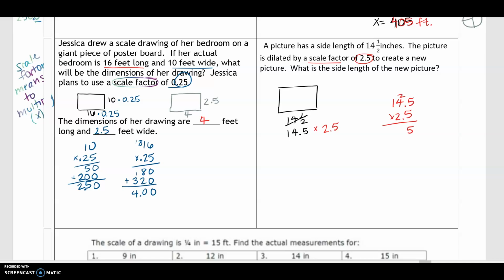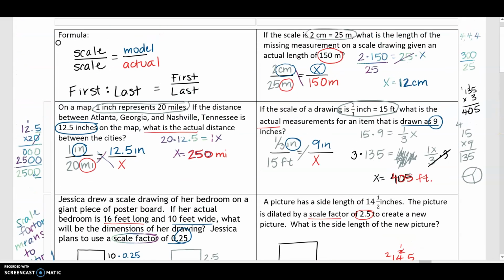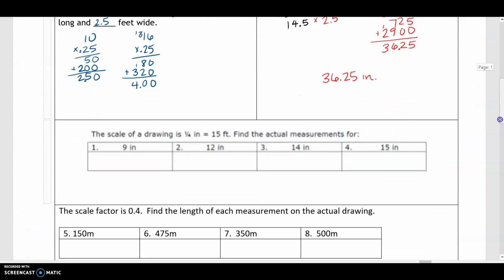5 times 5 is 25, 22, 5, 6, 7, 0, 10, 8, 9, 2, add them up, 5, 2, 16, 3. There's 2 numbers to the right, 2 numbers to the right. So it's going to be 36.25 inches. Okay. All right, so we learned that we're going to set up a proportion when we are provided with a scale, right? And then we also learned that the word scale factor means we just have to multiply.